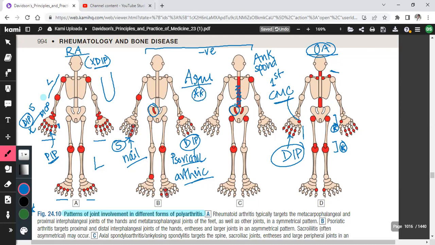Oftentimes they might present with a monoarthritis rather than a polyarthritis. There will be involvement of single large joints such as the knee joint, ankle joint, or maybe the hip joint. That's how you differentiate between the different types of polyarthritis. Those are the classic ones.